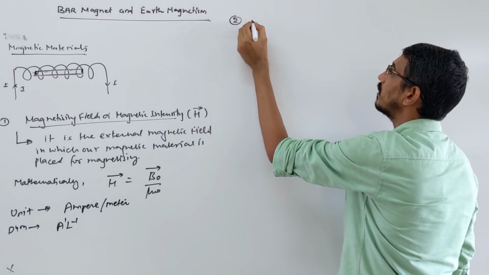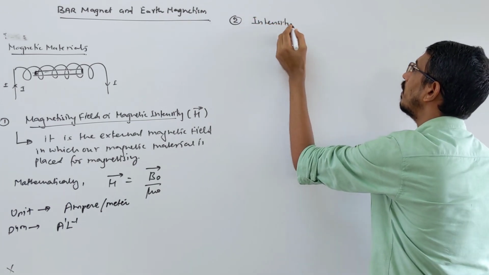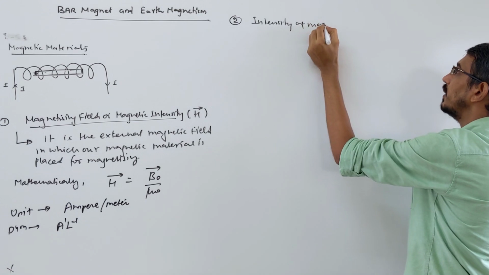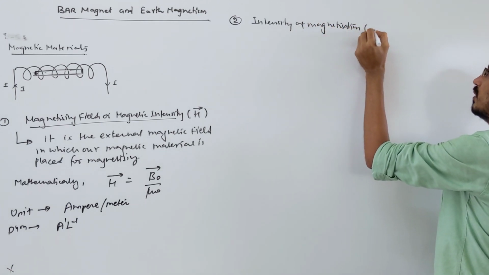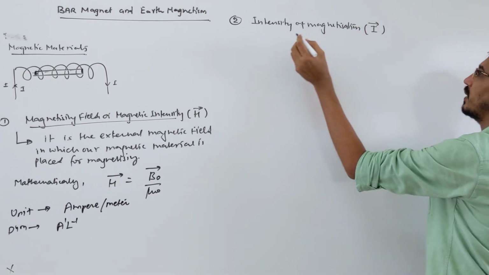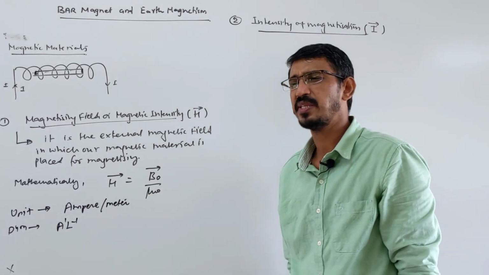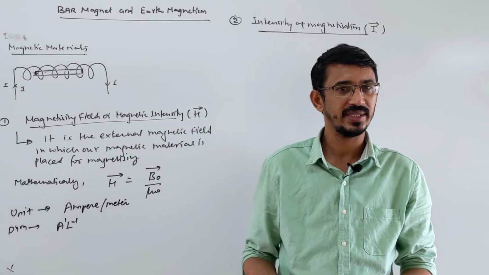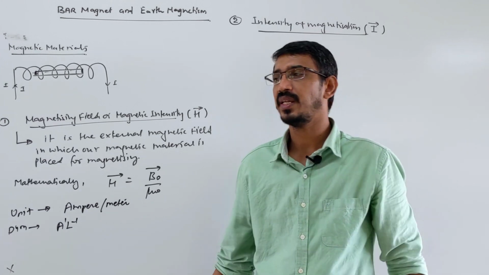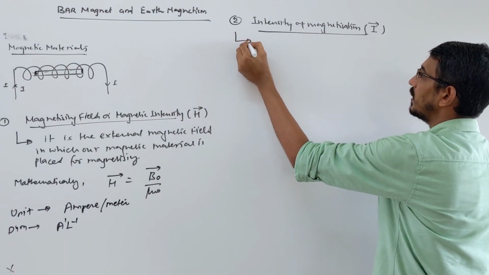One is called intensity of magnetization. It is also a vector quantity, and we represent it by the symbol I. By name itself, intensity tells how strongly the body got magnetized. That is why we use this word, intensity of magnetization.